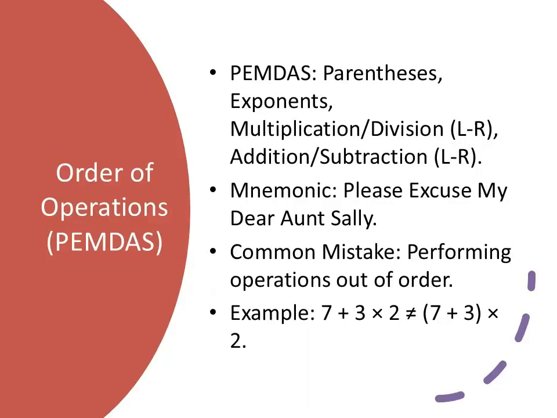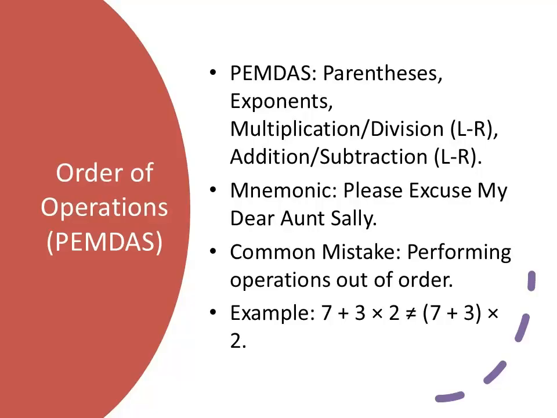First, let's review the order of operations. When you see a math expression with multiple steps, there's a specific order we follow, known as PEMDAS. This stands for parentheses, exponents, multiplication and division, then addition and subtraction, moving left to right as needed. A common mistake is to go straight left to right without following this order, which gives wrong results.